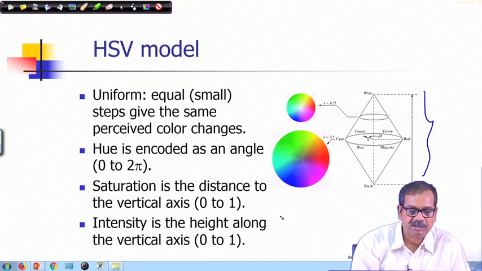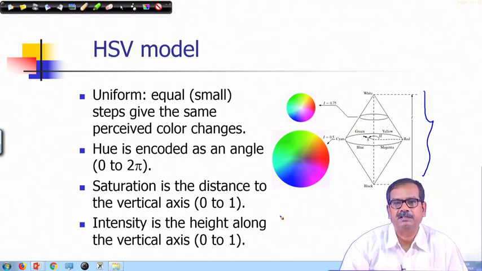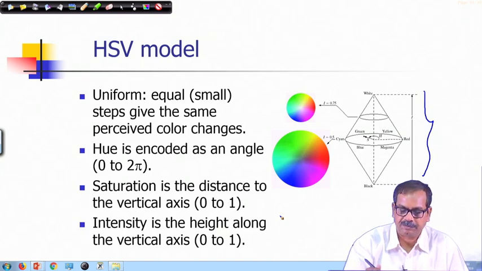Saturation is the distance to the vertical axis, that is 0 to 1, and intensity is the light along the vertical axis. So, these are all normalized representations: ranges of saturation and intensity, and hue is an angle, so it ranges from 0 to 2 pi.